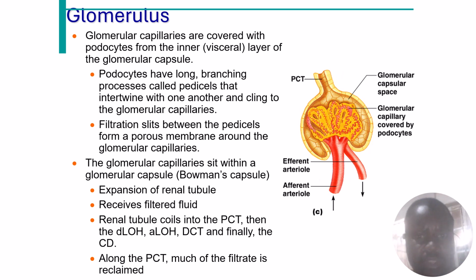Then we continue with the glomerulus. The glomerular capillaries are covered with special cells called podocyte cells. These podocyte cells cover these capillaries and add an additional biological barrier for the filtrate to be filtered. So the blood has to pass through the capillaries as well as the podocytes. Now the spaces in between the podocytes are what are called podocyte slits, through which this filtration takes place.